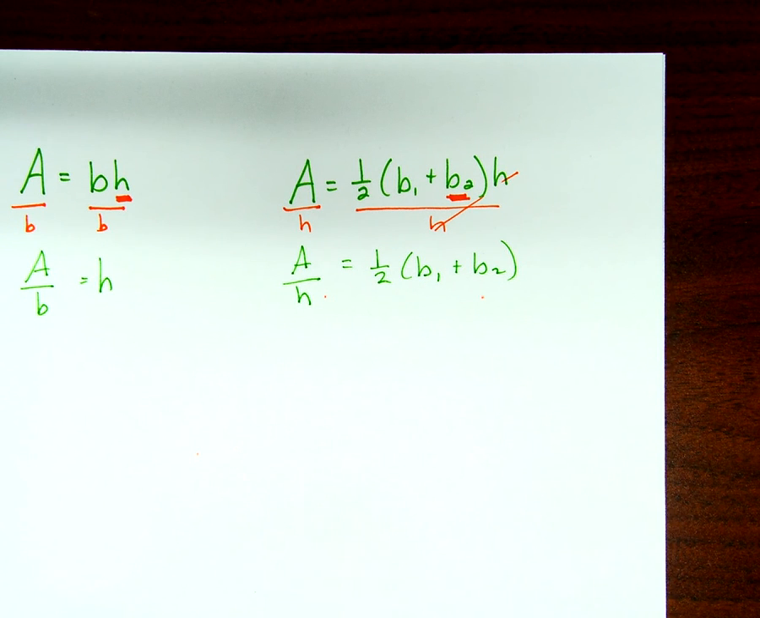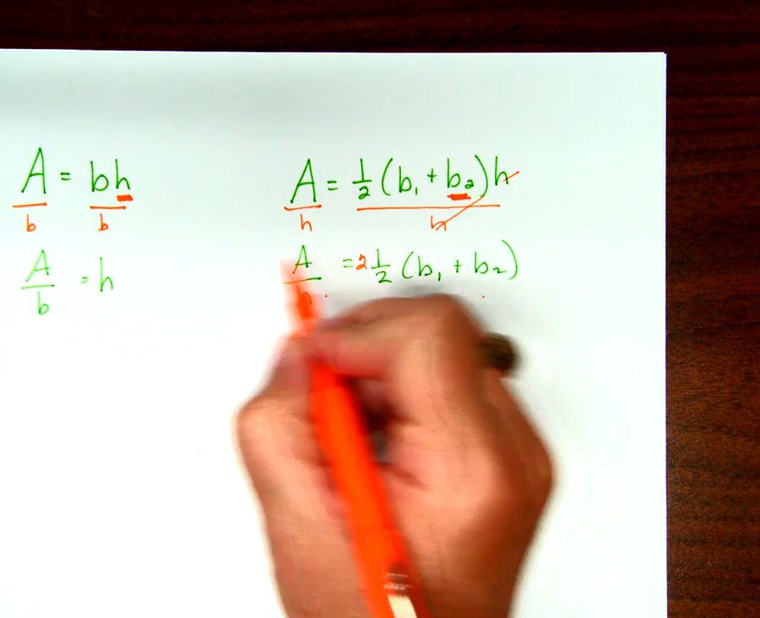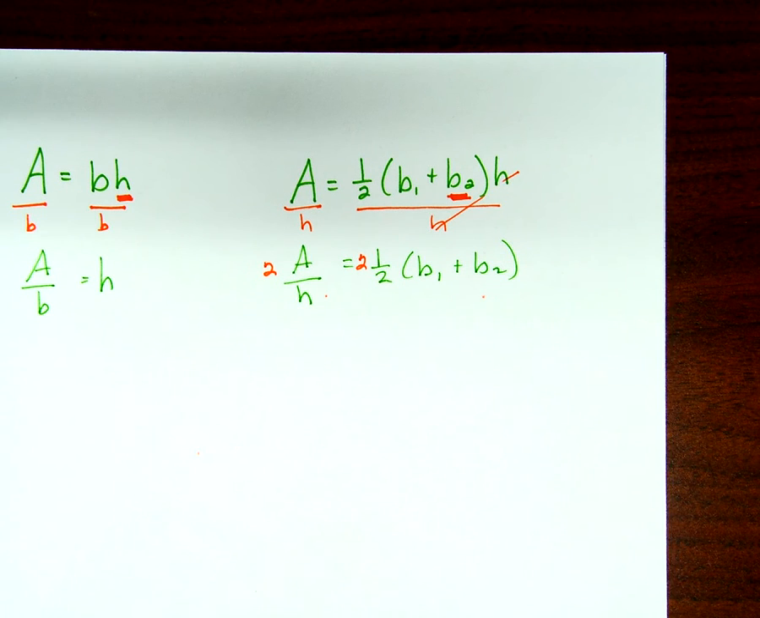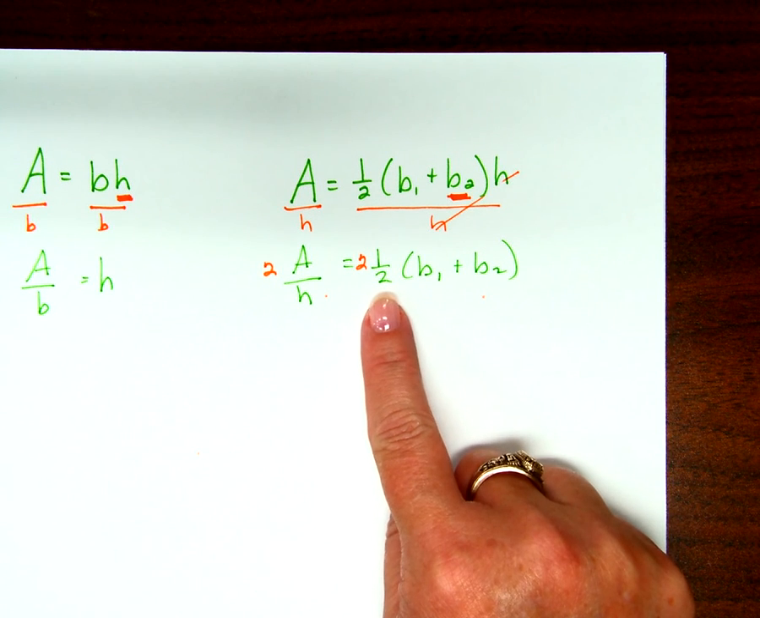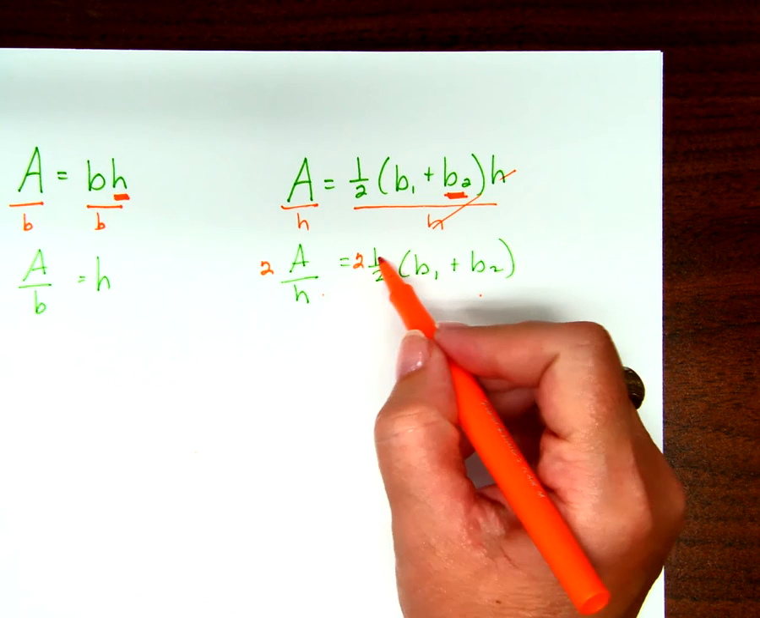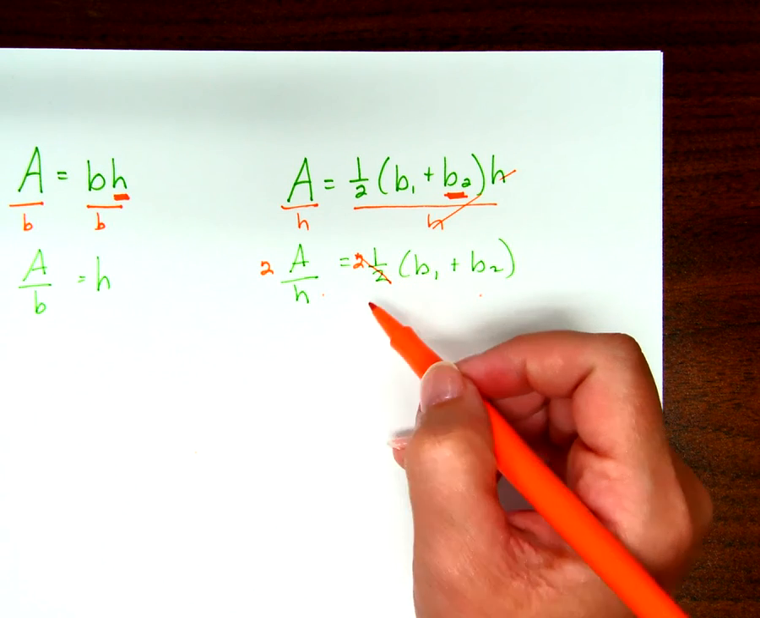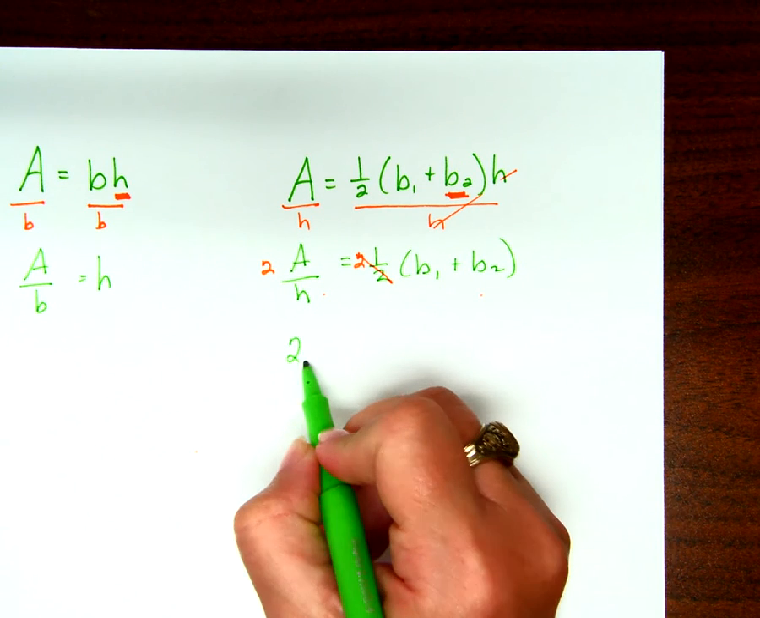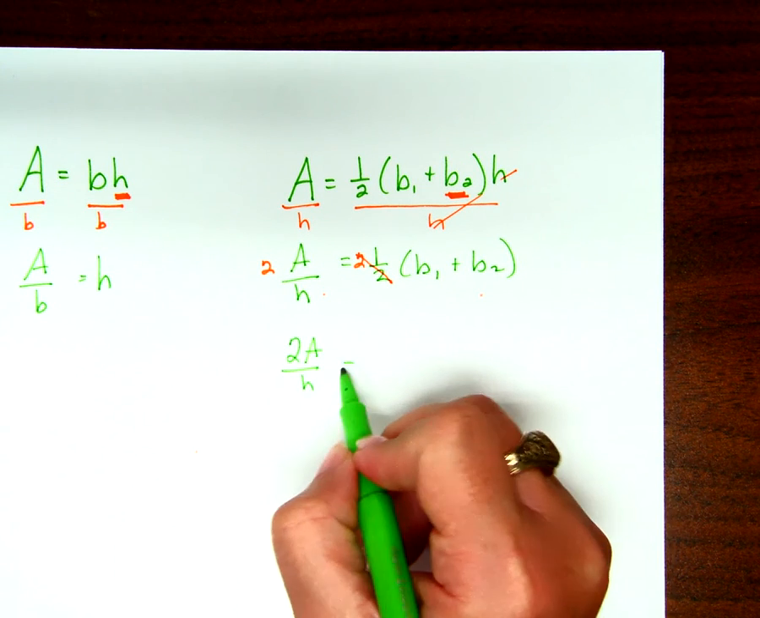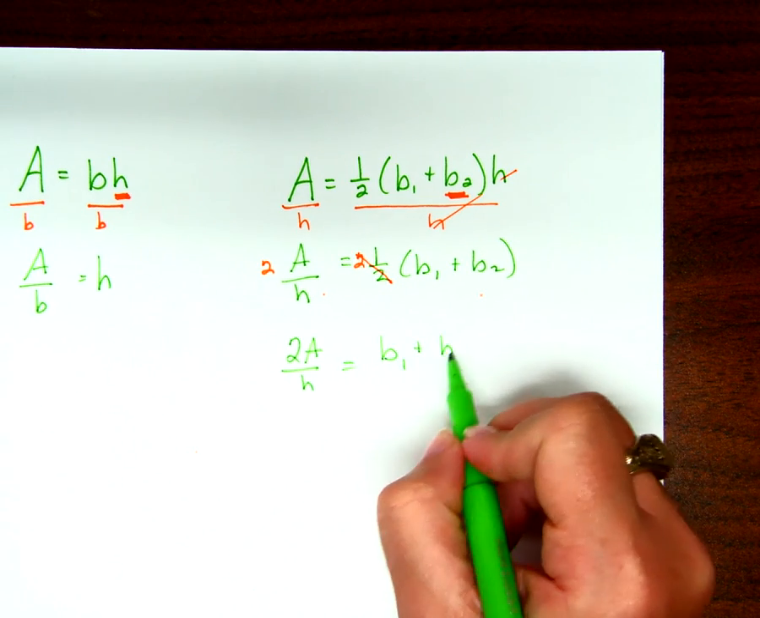Now what? I don't want to because I'm trying to get everything away from B2. So let's multiply by 2. Why are we multiplying by 2? Yeah, it's the reciprocal of 1/2, isn't it? Okay? Because see, 2 over 2 is 1, or the 2s simplify to 1, don't they? So here I have 2A over H equals base 1 plus base 2.